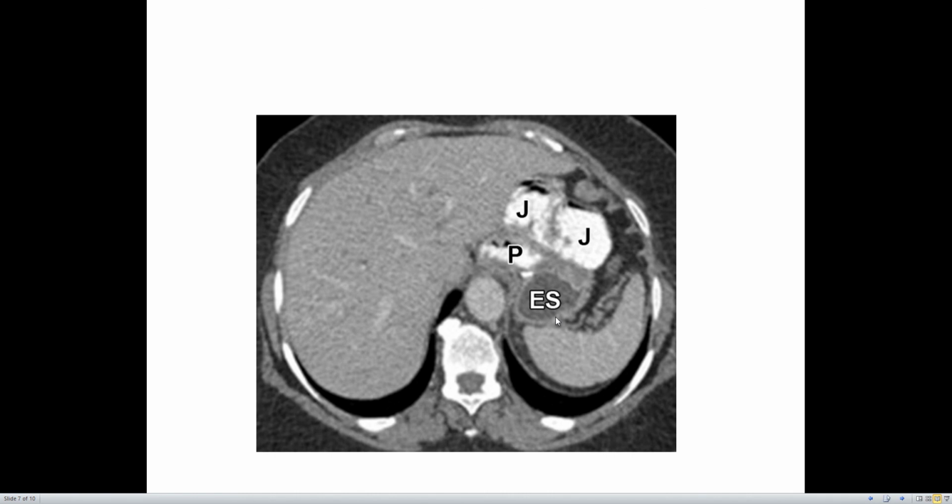So here's a CT with contrast. ES here is just excluded stomach, so you can see this patient swallowed some contrast, and so it's bypassing the stomach into the gastric pouch here and flowing normally into the jejunum.